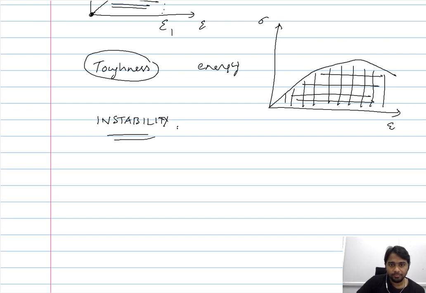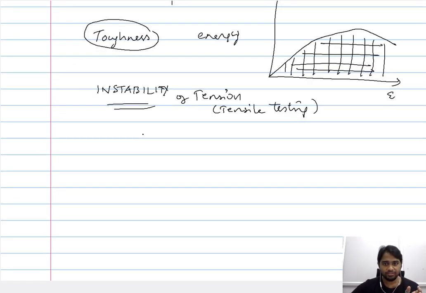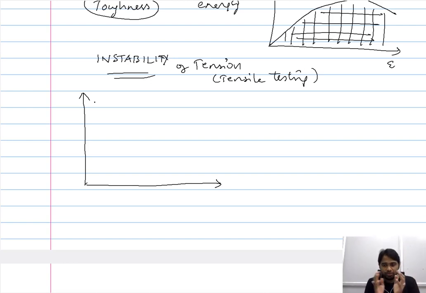So, instability of tension or tensile testing. This is something that we need to keep in mind when we are studying the mechanical behavior of the material using tensile tests. So what do you mean by instability of the tension? This is nothing but a specific point in the stress strain curve that is characteristically associated with the tensile tests. When you present the outcomes of the tensile test, in this outcome there is a characteristic point that is exclusively due to the nature of the test.